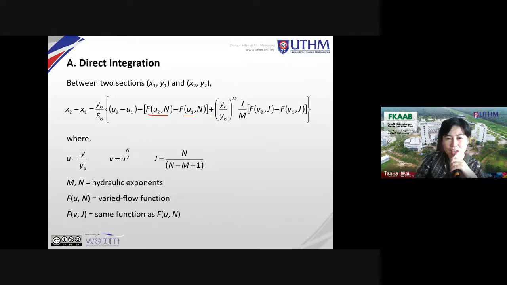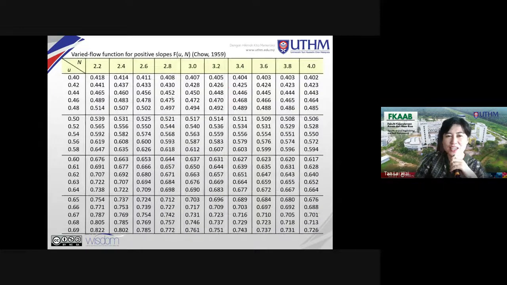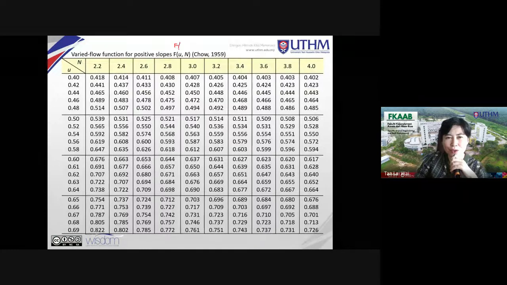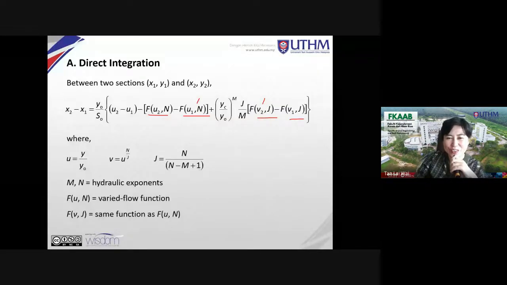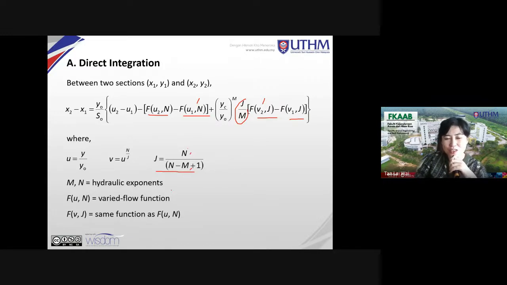So you have F(u,N) and F(v,J). How to find F(u,N) and F(v,J)? We are going to use the same table, which is this one. So you can also use this table for F(v,J). We'll come back to this next Sunday. Don't worry. Now, how do you find J and M? Here's the formula. To get J, you need N and M. N and M are hydraulic exponents, which depend on the shape of your channel, the section of your channel. Now, how do you find V? Of course, once you get J and N, you can find V.